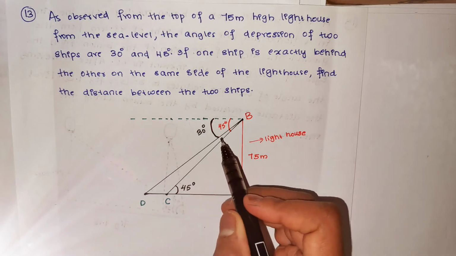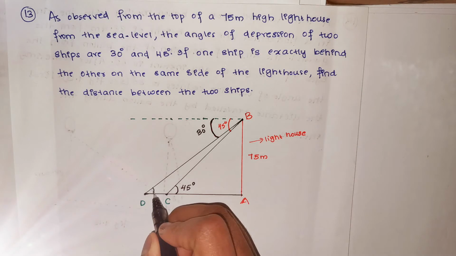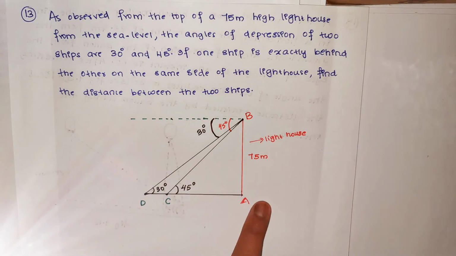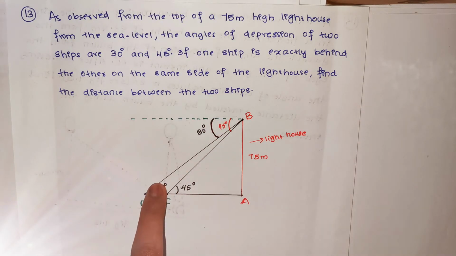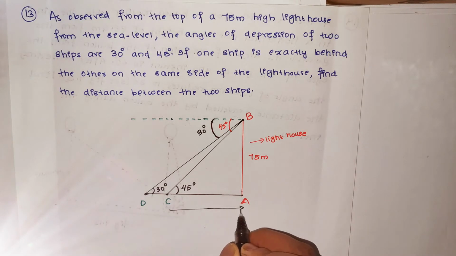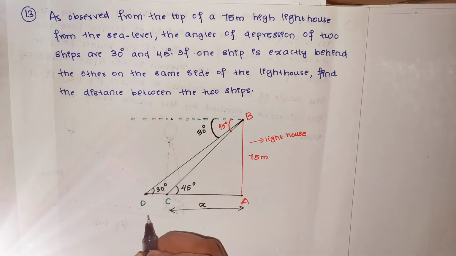And here if this is 30 degrees, this is also equal to 30 degrees, because this is parallel, this is parallel. So this is equal to this. Students, we got this as 30 and this as 45 degrees. Here I am taking this distance as x and let this particular distance be y.